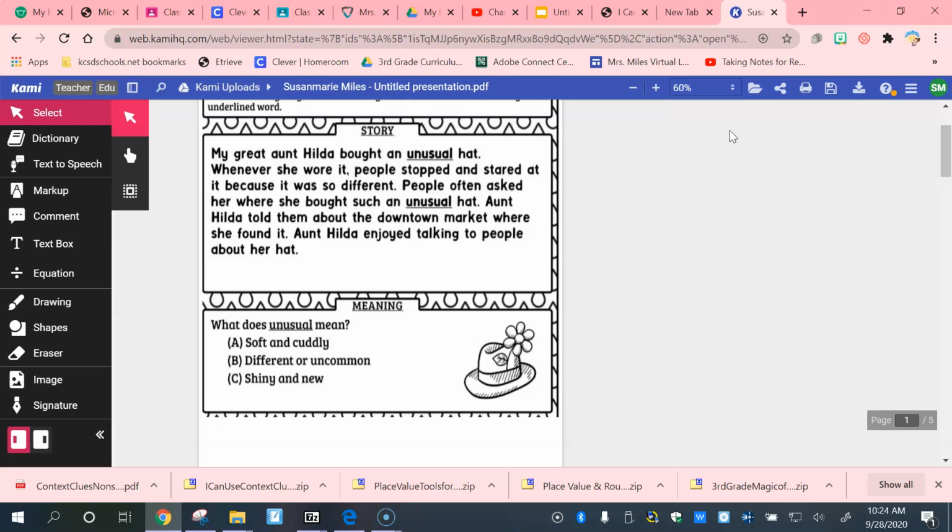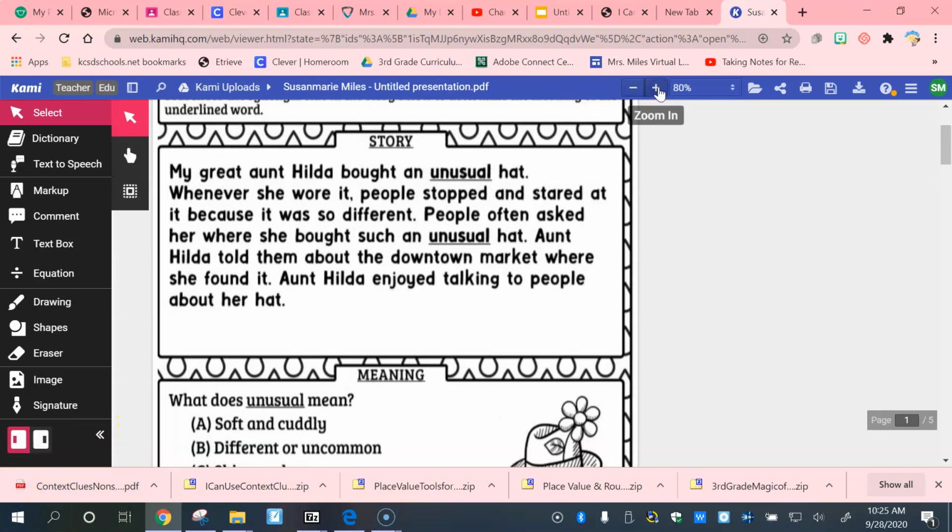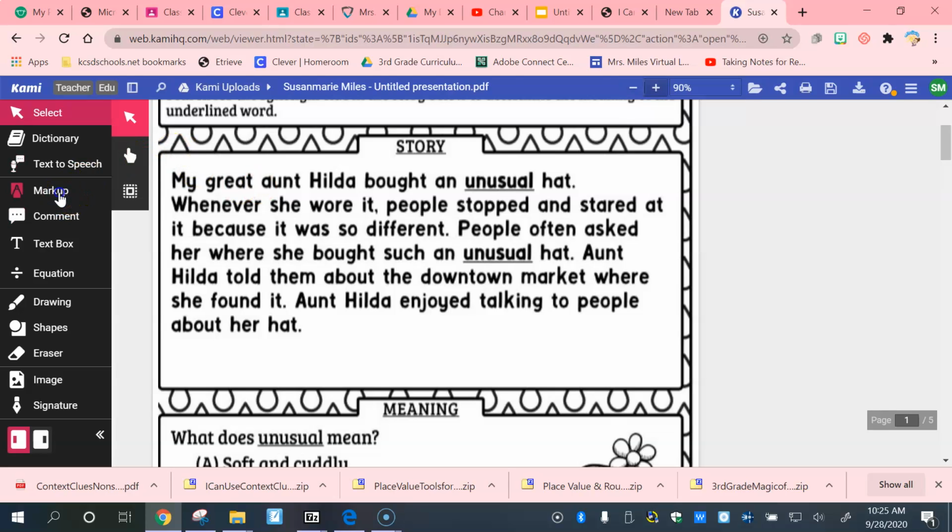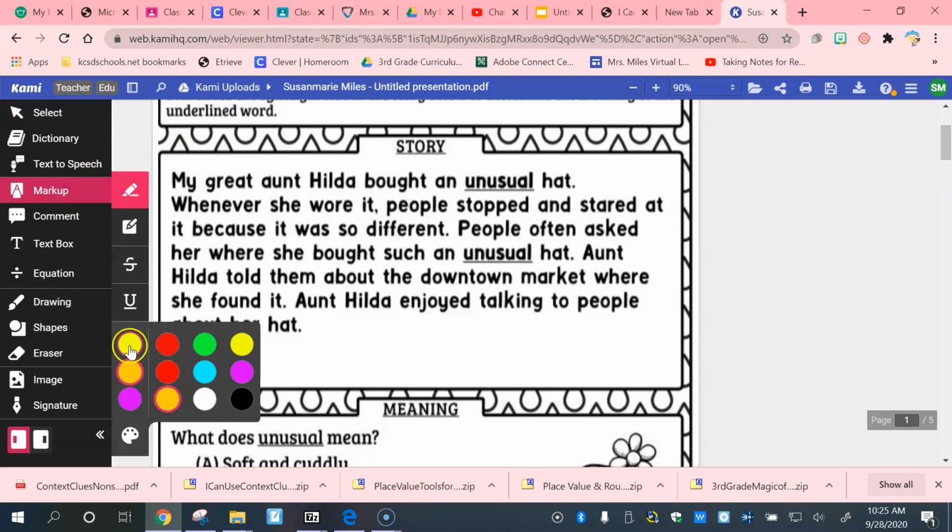So let's talk about what unusual means. Is it A, soft and cuddly, B, different or uncommon, or C, shiny and new? Let's go back in and highlight. Remember, you can use your markup, your text highlighter, and whatever color you want, and highlight these important things. We know we're already looking for the underlined word, unusual. What are some things that we can think of in the sentence before or after? Well, there's no sentence before, so the sentence after or the sentences after might help us find out what this word means.